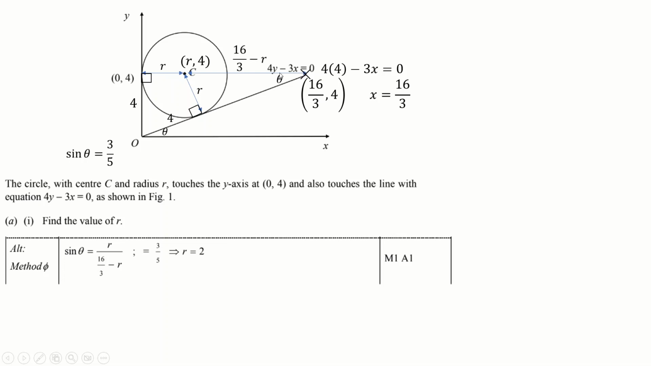Boom, got it. So sine theta is this over this, which is also equal to 3/5 based on our previous working. So this over this is equal to 3/5, and then of course we just solve that and we get r is 2. Really fun.